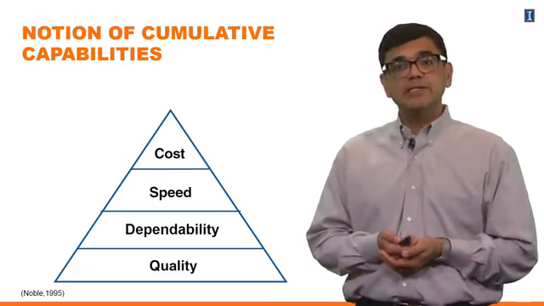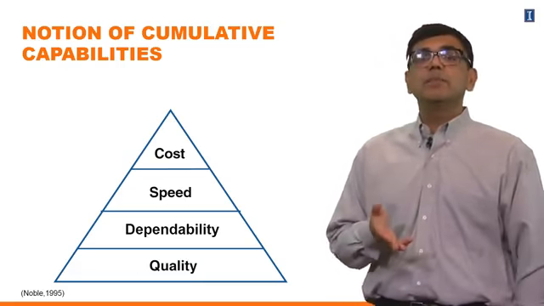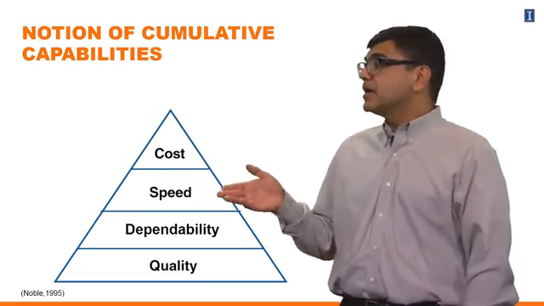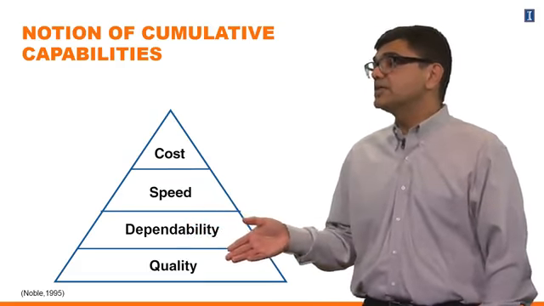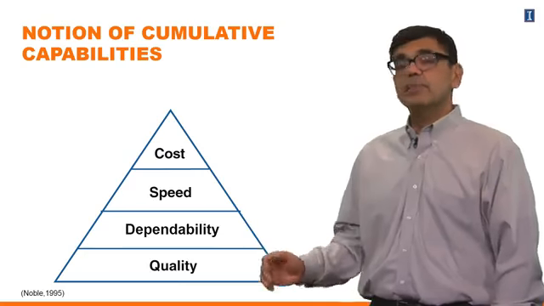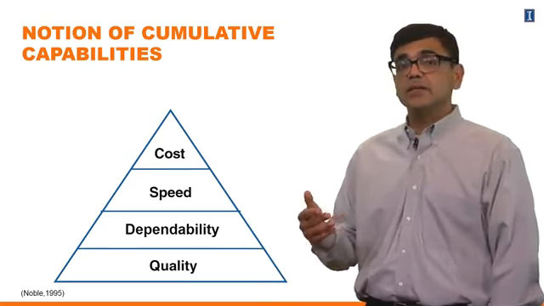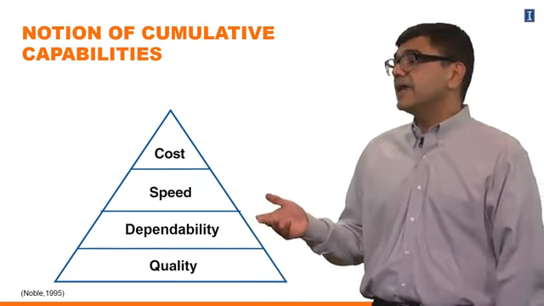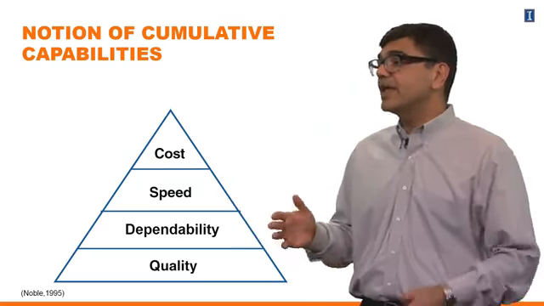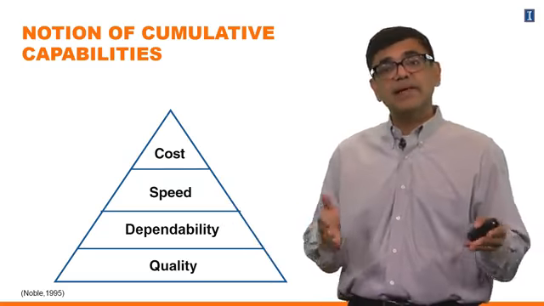Now, that's the idea of trade-offs, but you can contrast this with an opposing perspective, the perspective of cumulative capabilities. And the idea of cumulative capabilities is that you should start with quality as being the first operational competency that you should target. You should be focusing on quality, and then you can move on to dependability while expanding that base of quality. And that's why the triangle.